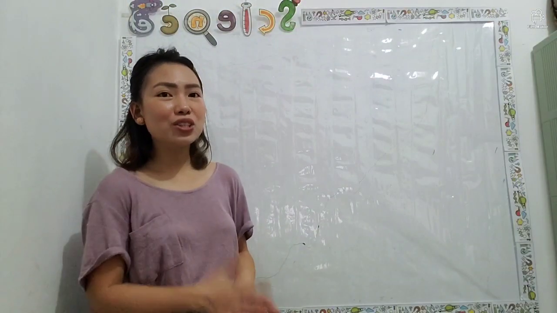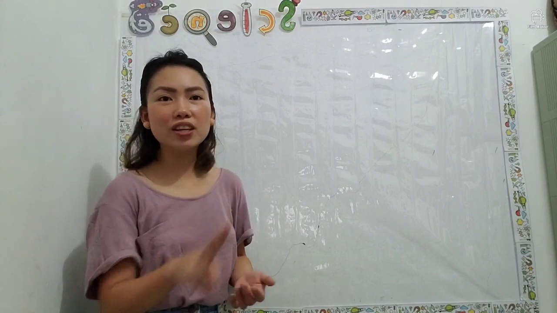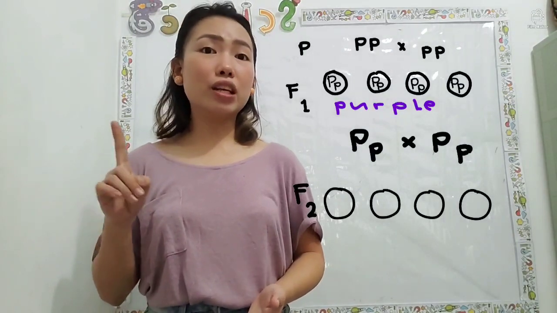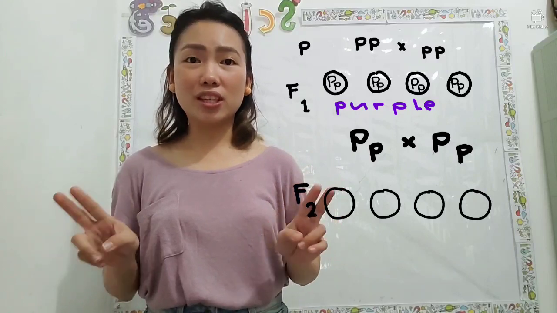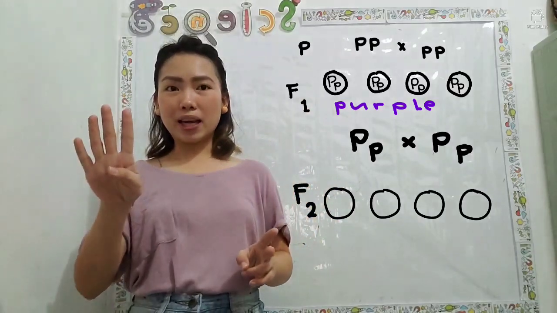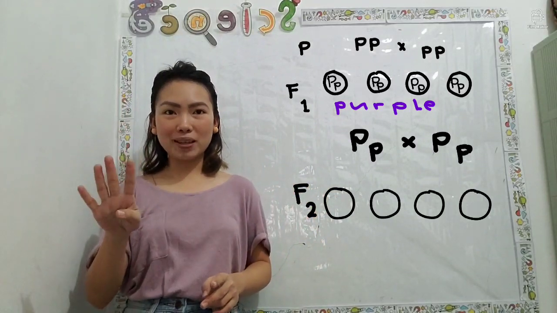Okay, so now let us talk about with the second generation na gagawin natin in the monohybrid cross. Since kanina nakapag-produce na tayo ng first filial generation na resulta ng dalawang parental generation, which is the purple and the white, at na-produce natin ay apat na heterozygous dominant.